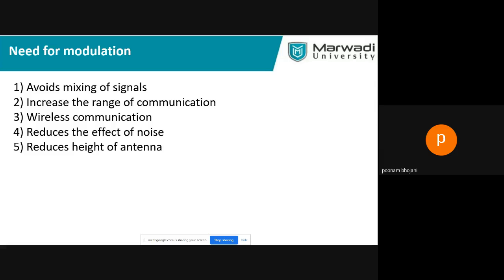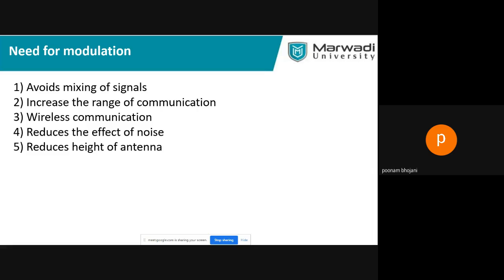Third is wireless communication is possible, because wireless communication works on high frequency. If you are using low frequency communication, then you have to use wired communication. But if you want to use wireless communication, then you have to go for the high frequency signal.